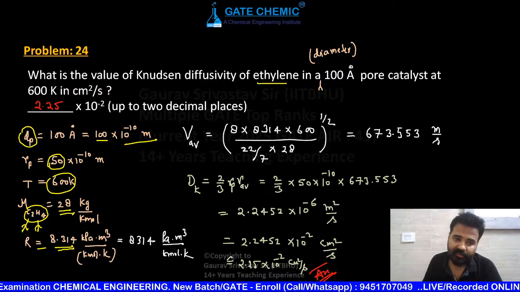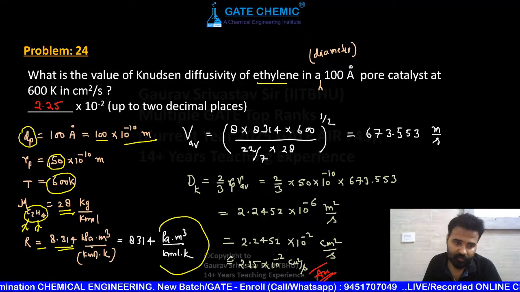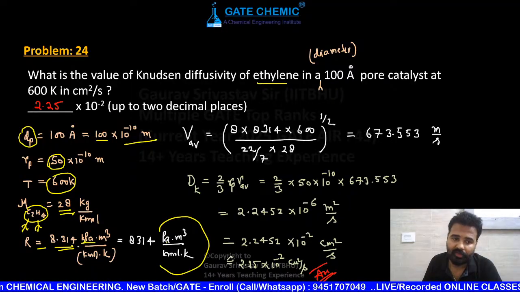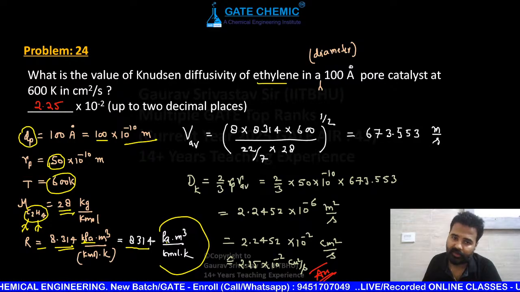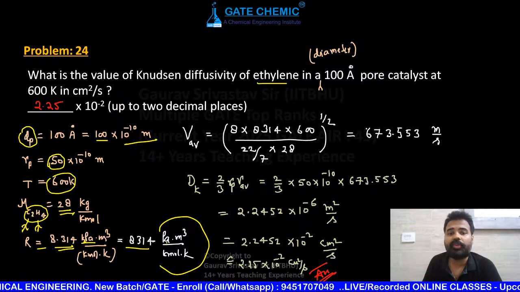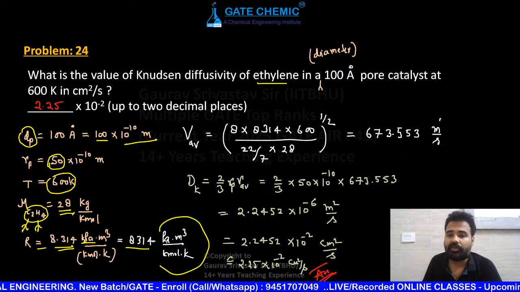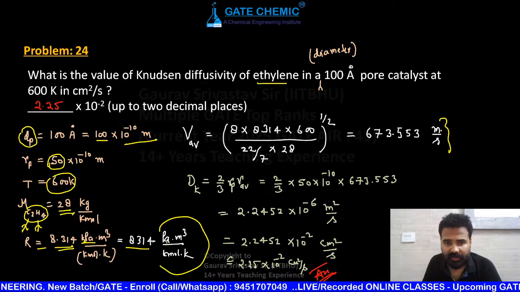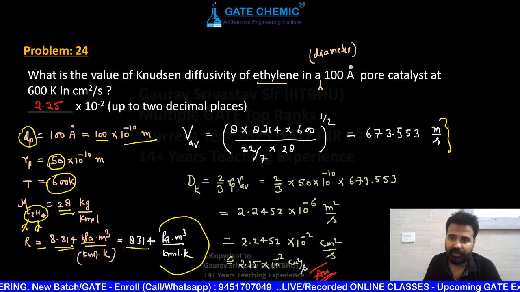R is the universal gas constant. I want it in my unit, so in place of kilopascal I am writing pascal. K is a prefix whose value is 1000, so 8.314 is now converted to 8314. Now I am going to put all the things here. After calculation, this is in meter per second. It is velocity, meter per second.